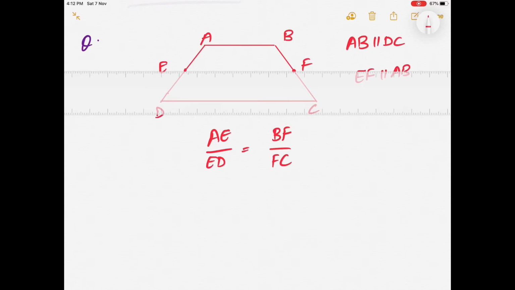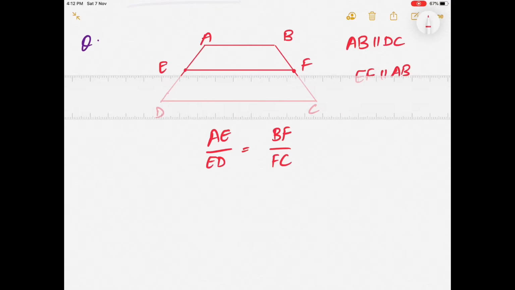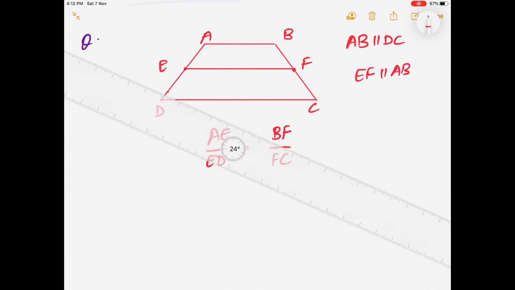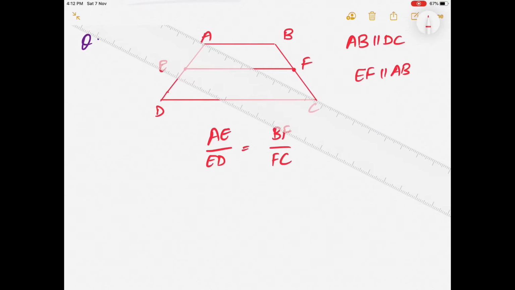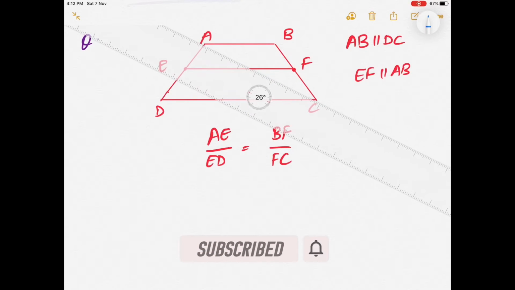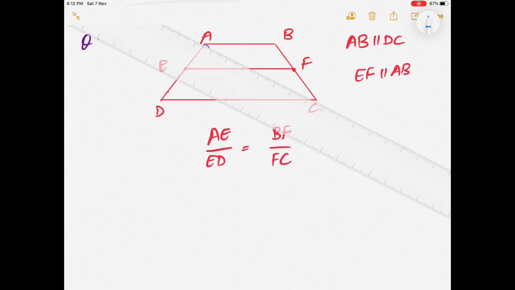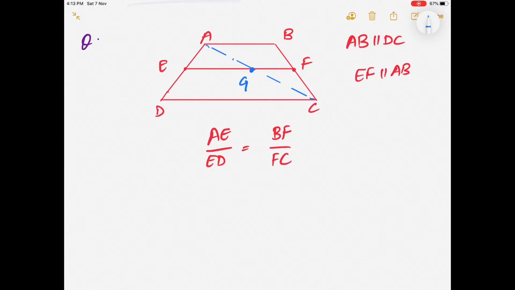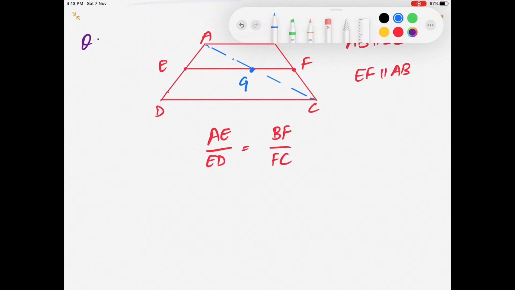So first let's join these 2 points E and F. Now looking at this figure, we first have to join point A and point C also. Now on joining these 2 points, you can see that this line is intersecting line EF at a certain point. So let's name this point as G.